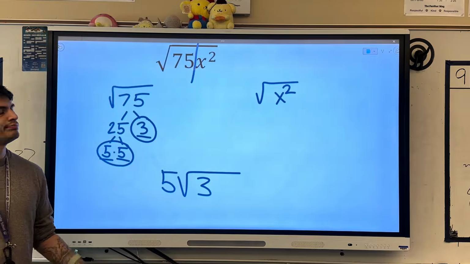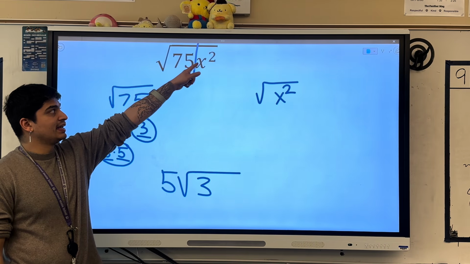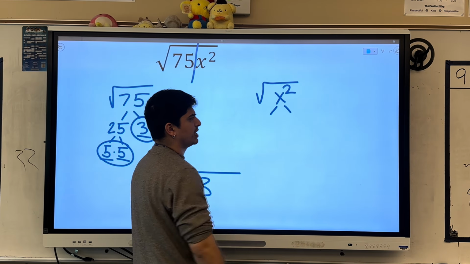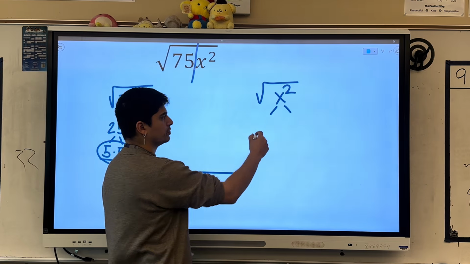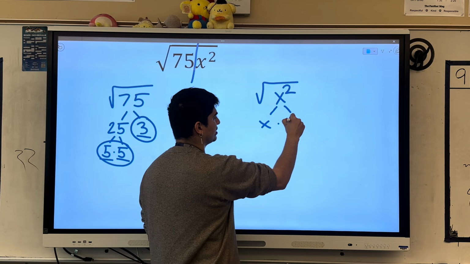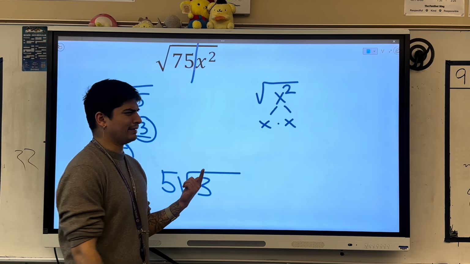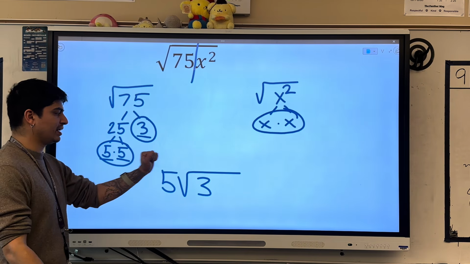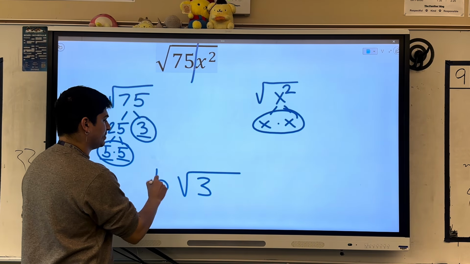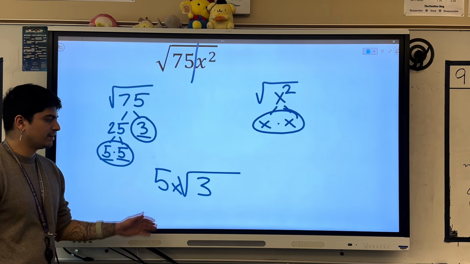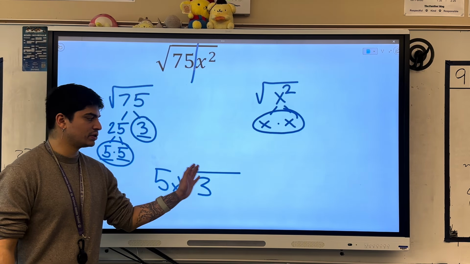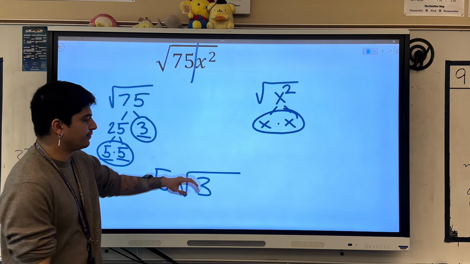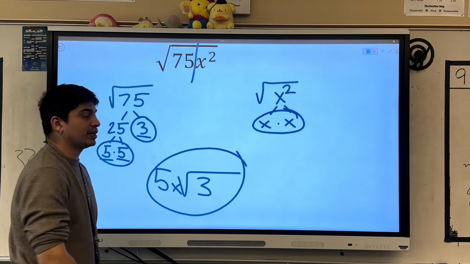Are we done? Not quite. I still have that x to the power of 2. And so if I had to split this up, what makes up x to the power of 2? That would be x times x. And oh my God, look, they have buddies. A pair of buddies means that they get to leave the party, they get to go outside. So they get to meet the 5 out here, and so it would be 5x times root 3. So 5x times root 3 would be your final answer for this, simplified.